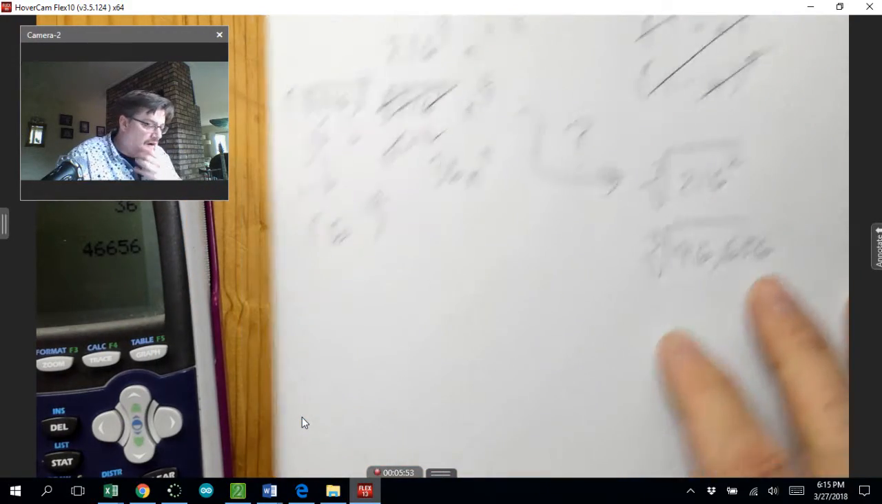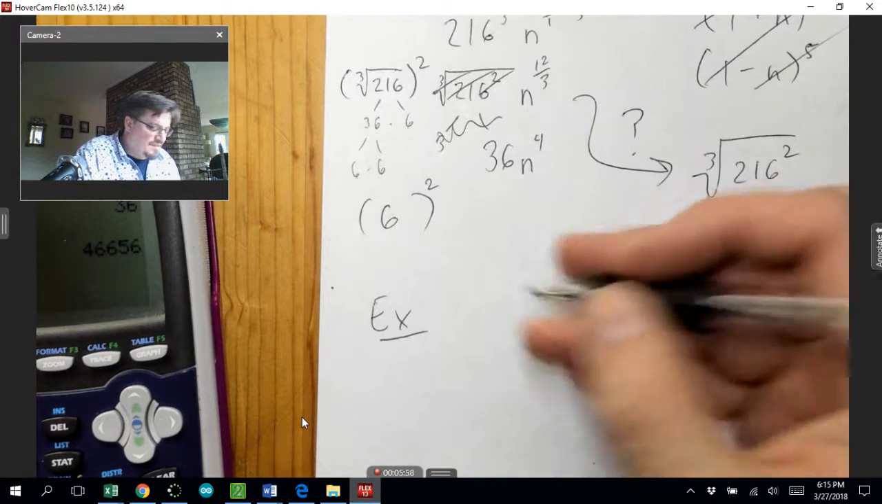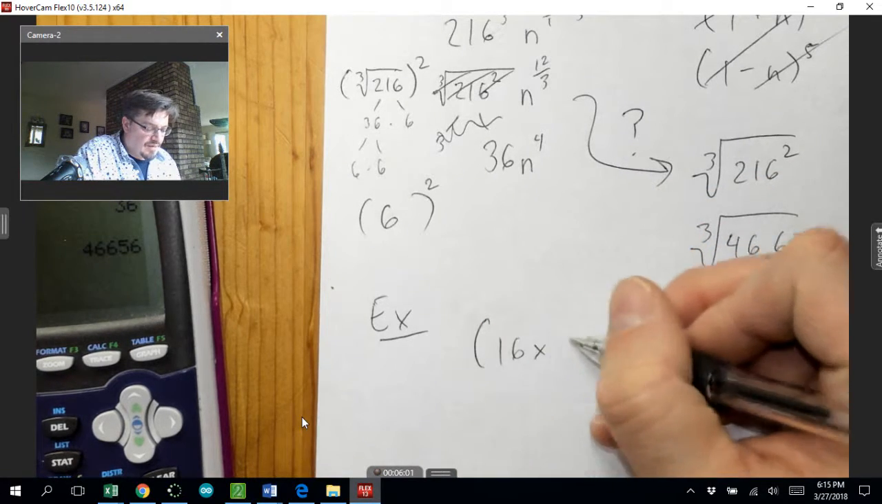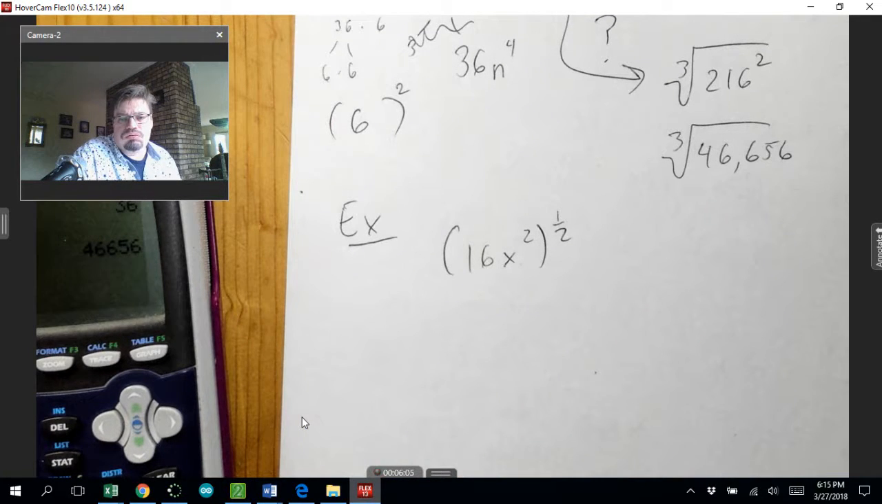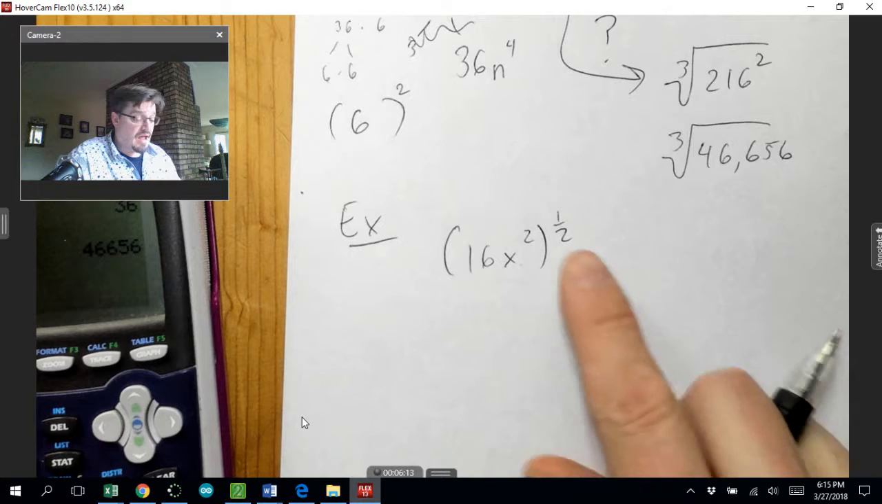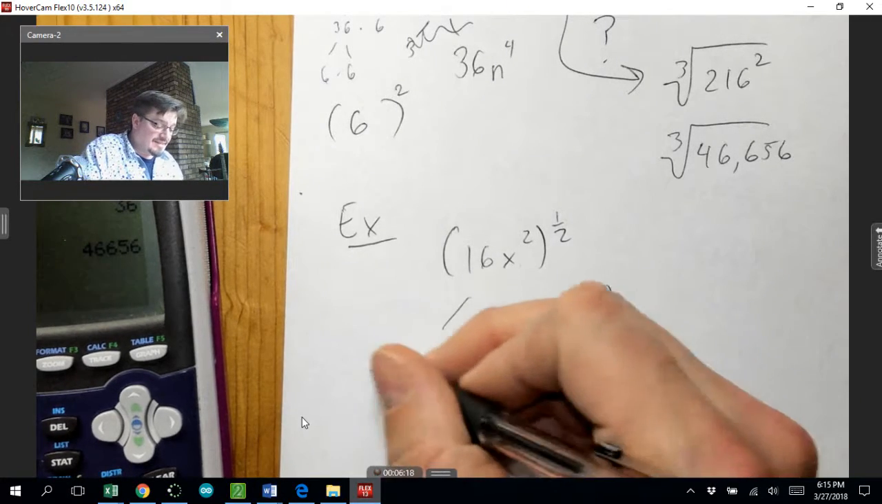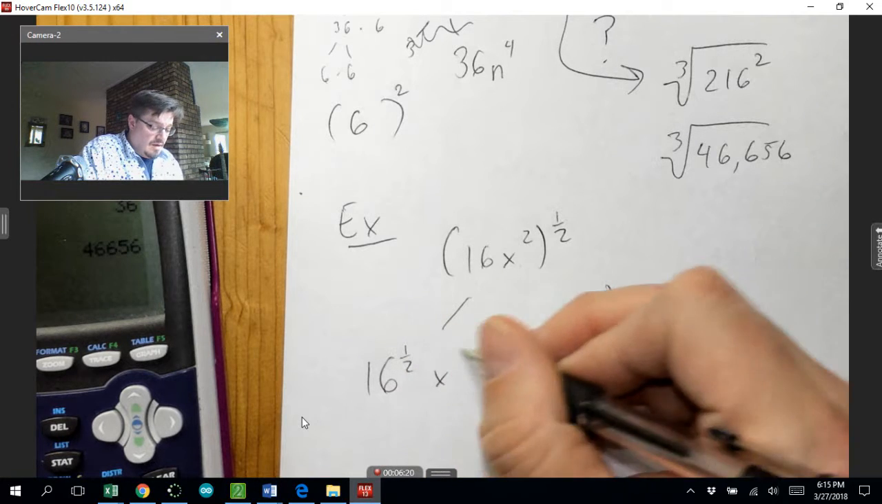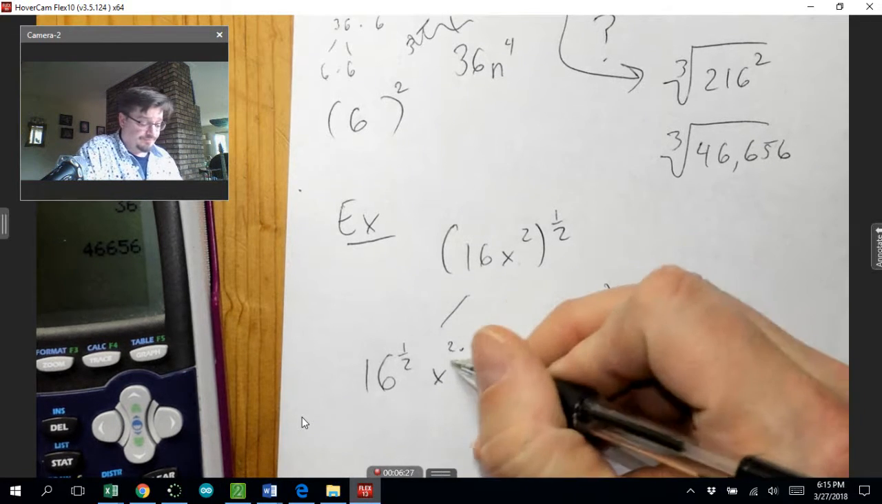All right, last example, and we're going to call it. This one's pretty simple. If you understand the process, we're good. What does a half power mean? It means take the square root. That's all it means. So half power, we can look at it two ways. One way as 16 to the 1/2, and then x squared times a half. That's the distribution of the exponent.